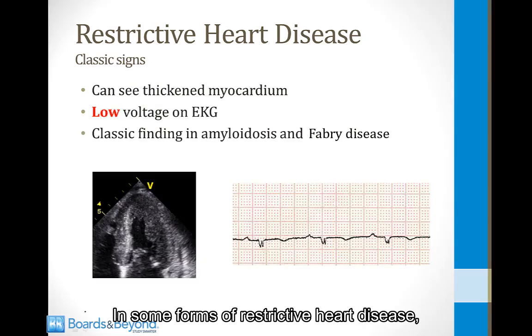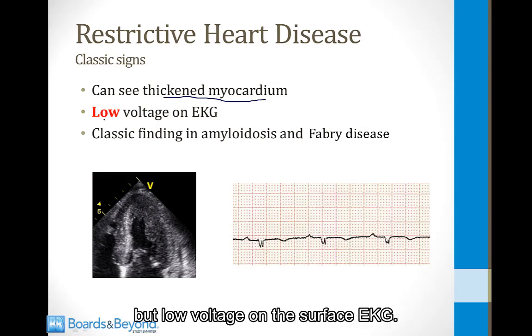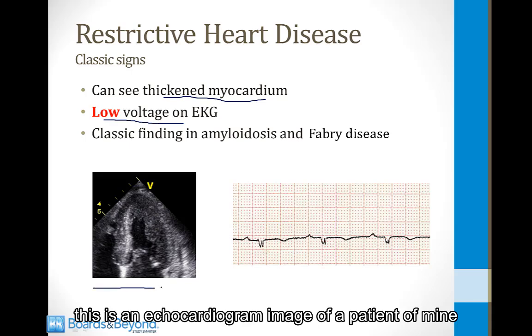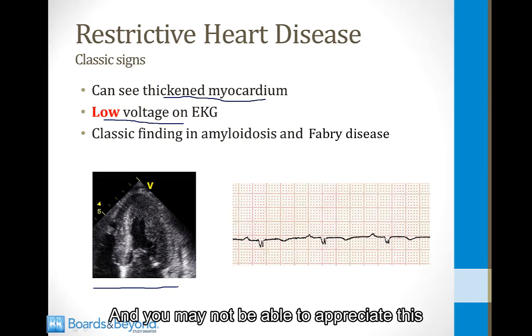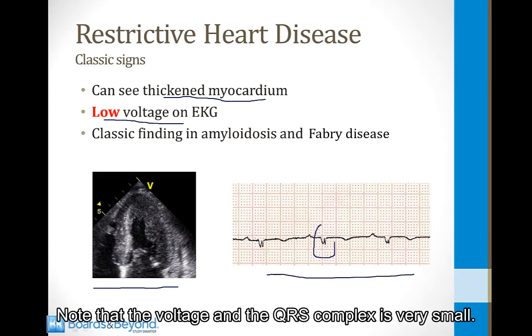In some forms of restrictive heart disease, including amyloidosis, there is a classic sign of a thickened myocardium on imaging of the heart, but low voltage on the surface EKG. If you look at the bottom left side of the screen, this is an echocardiograph image of a patient of mine with cardiac amyloidosis. And you may not be able to appreciate this if you're not used to looking at these pictures, but this patient has a very thick myocardium. Now on the right side of the screen is that same patient's surface EKG. Note that the voltage in the QRS complex is very small.